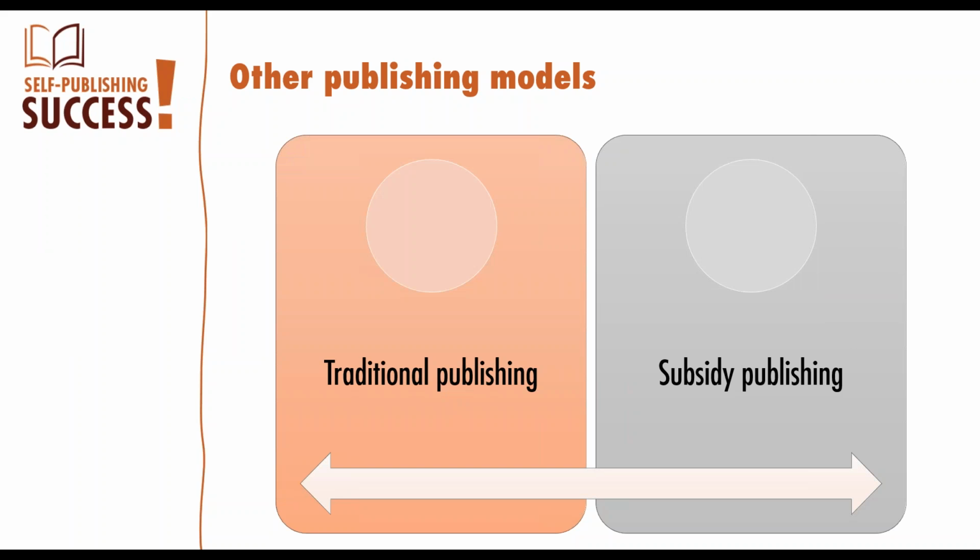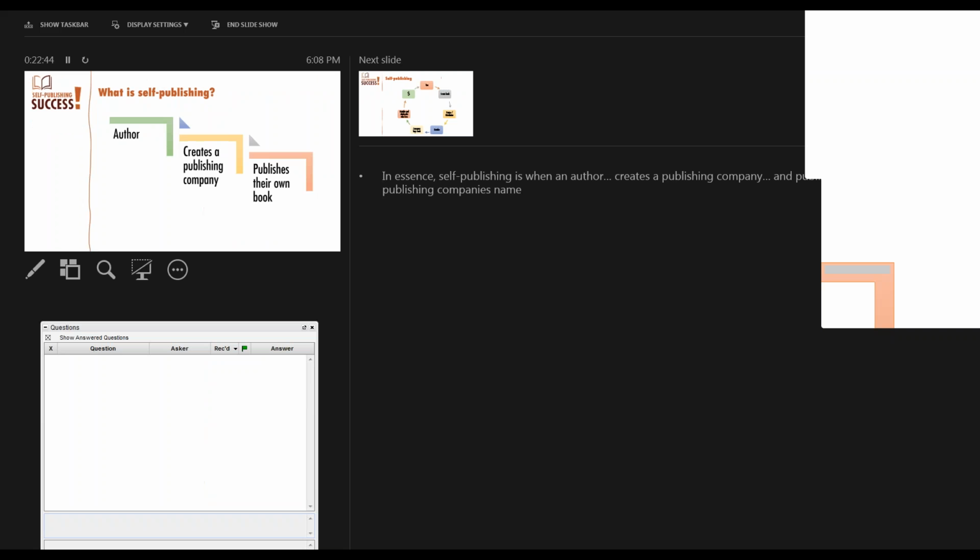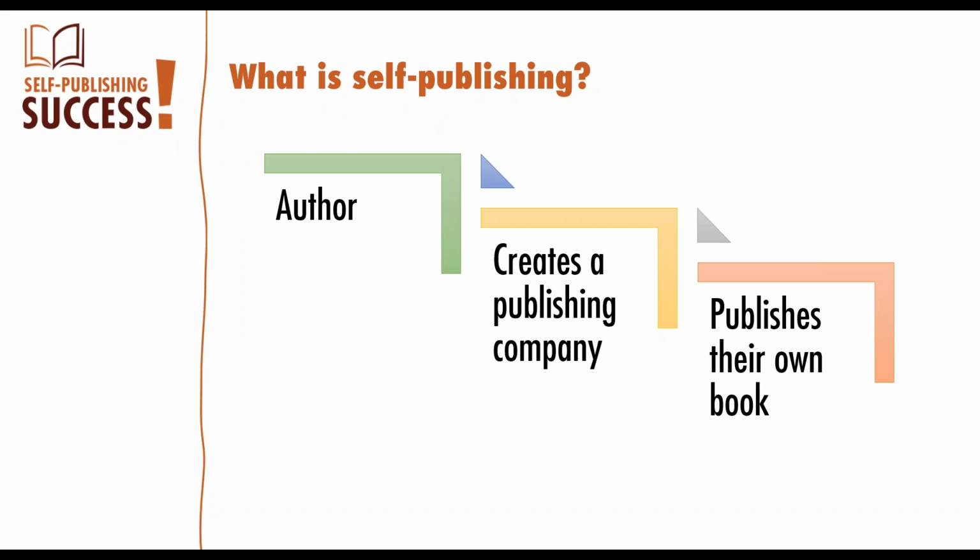Now, knowing traditional publishing and subsidy publishing, we're going to take a look at how self-publishing compares to that. So what is self-publishing? A lot of people confuse it with subsidy publishing, since subsidy publishers market themselves as self-publishing companies. But true self-publishing is when the author creates a publishing company and then publishes their own book under that publishing company name. So you are in control of everything.